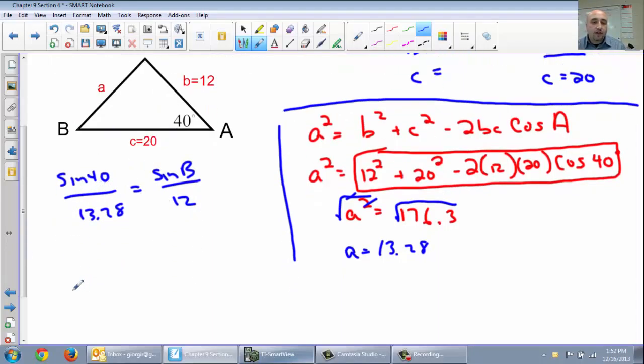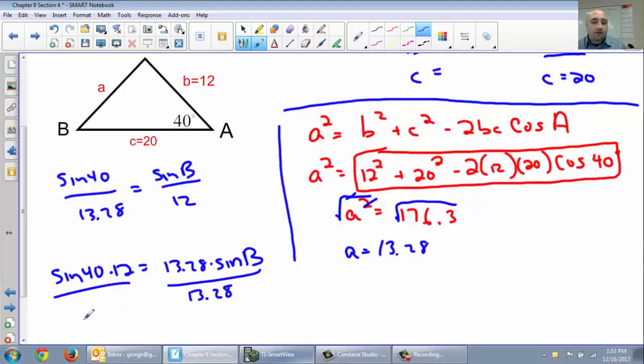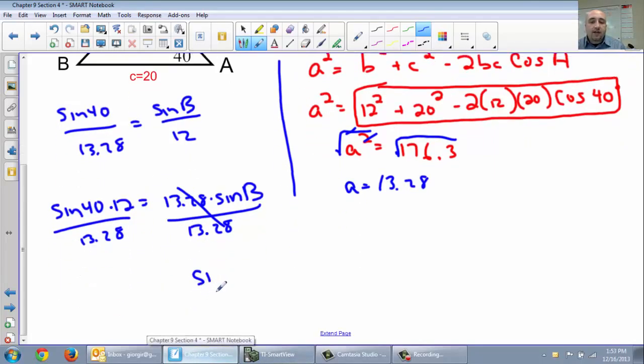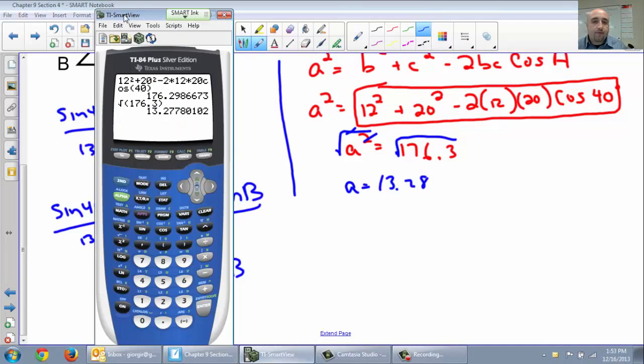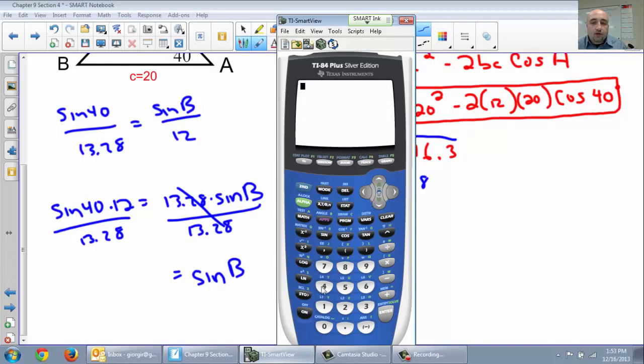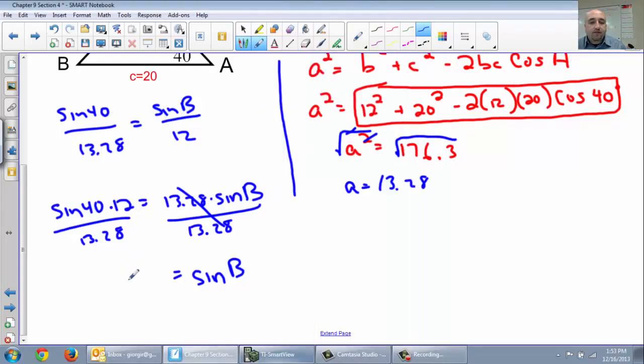Cross multiply. Sine of 40 times 12 equals 13.28 times sine of B. Divide by 13.28. 13.28 over 13.28 is 1. So sine of B is equal to all of this info on your calculator. So let's do that right now. Clear this out. So sine of 40 times 12, hit enter, and we're going to divide that by 13.28, and that will give me an answer of 0.58.